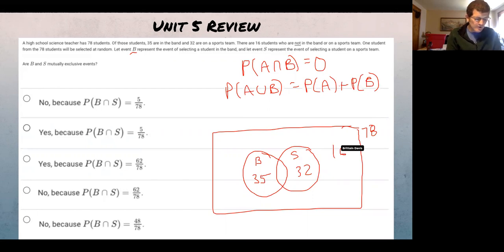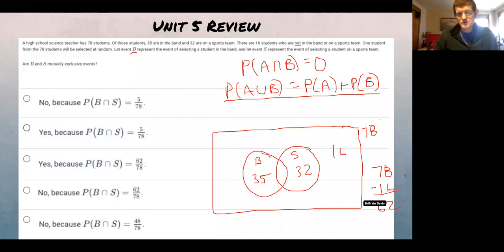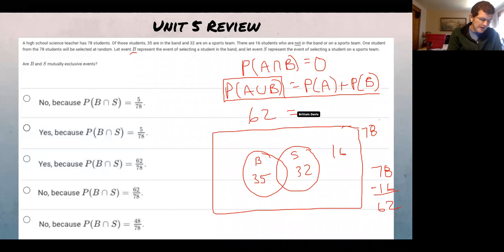So what I want to do, I think I want to use this formula right here to make it make a little bit more sense. I know that to be in band or sports, it's going to be the total 78 minus the people who aren't involved in either. So there's going to be 62 people involved in band or sports. So I'm going to take that total and plug it in right here. That's going to be this value. So the probability of A, which in this case I'll say is for band, is, well, technically, now maybe it's not fair to say the probability.